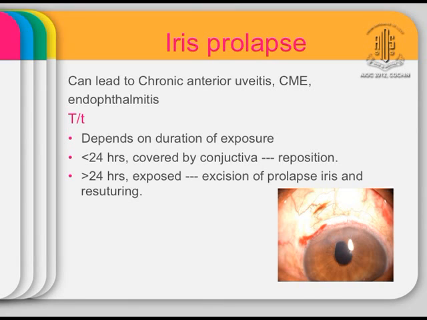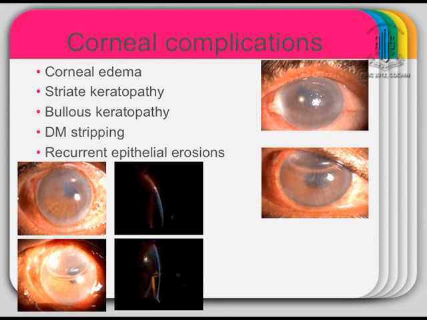Treatment depends on the duration of exposure. If it is less than 24 hours and covered by conjunctiva, reposition. If it is more than 24 hours and exposed, excise the prolapsed iris and resuturing is done. This is the photograph in which the iris has prolapsed and is stuck only into the internal lip. It has not come out. So this we can leave, but we have to consider that the chances of anterior uveitis and CME will be there. Corneal complications like edema, striate keratopathy, bullous keratopathy, DM stripping, or recurrent epithelial erosions can occur.